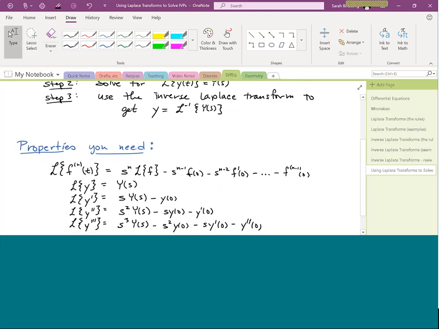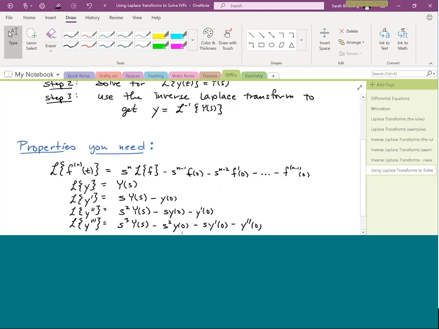You can do the same thing for fourth derivative, fifth derivative. I just didn't write them down. Okay? So if you have a third derivative, what happens? You'll start with s cubed. You still have your Laplace transform of the solution minus, and then the next terms are s squared, s, and then no s. And notice your initial conditions here.